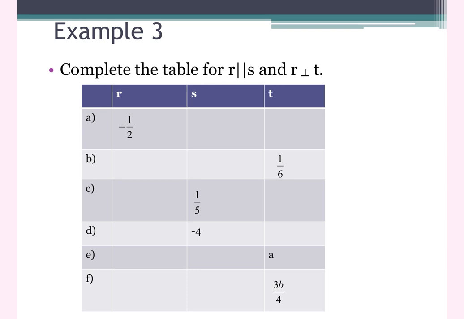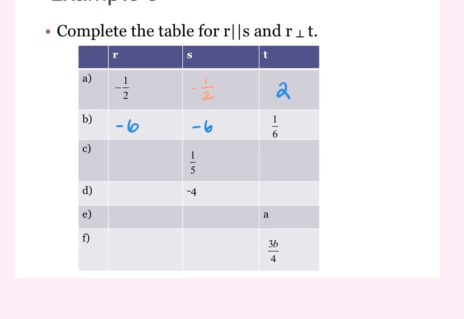Example 3, complete the table for R being parallel to S and R being perpendicular to T. So R and S are always going to be the same. This would be -1/2. T is the opposite reciprocal. Flip it, change its sign. Now for B, we got to work backwards. So if it's 1/6, the opposite reciprocal would be -6, and parallel would be the same. C parallel to R, so these would be the same, and then flip it and change its sign. Same for D, these would be the same, flip it and change its sign. Oh, that's going to be positive, 1/4.